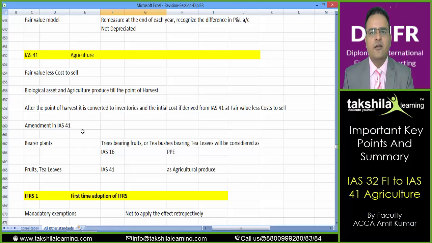So be careful and read about this information so that you can differentiate between a bearer plant and other agriculture items covered under IAS 41 agriculture. This is all about IAS 41, the standard on agriculture.